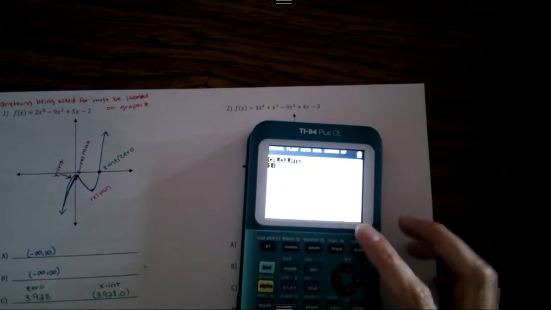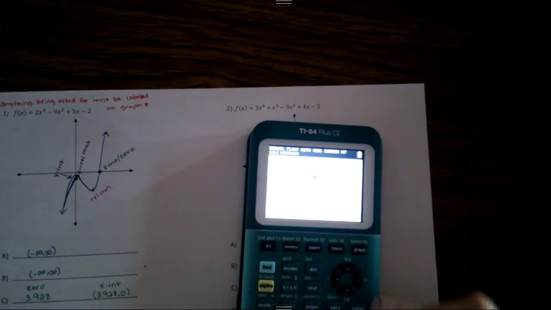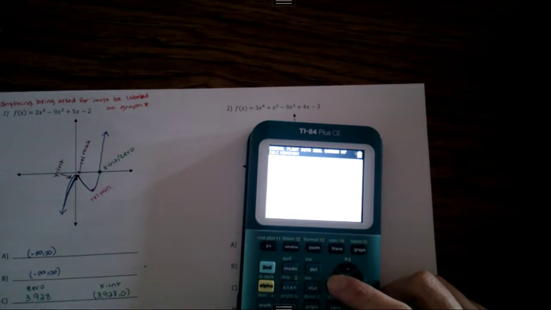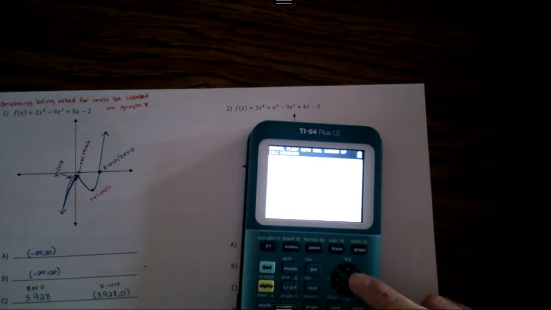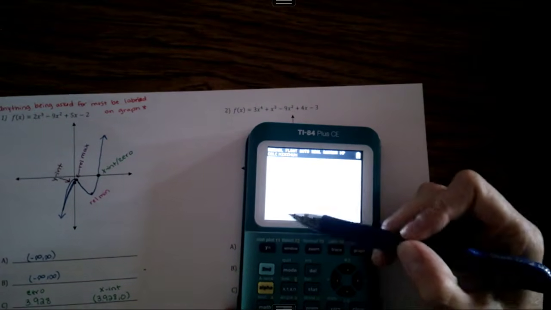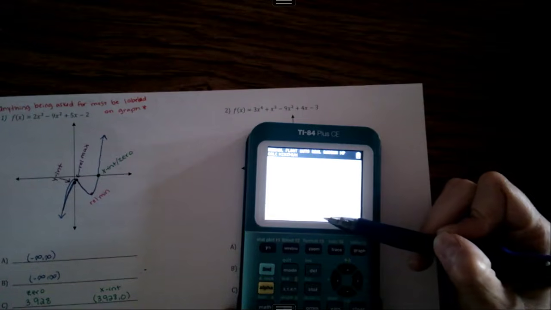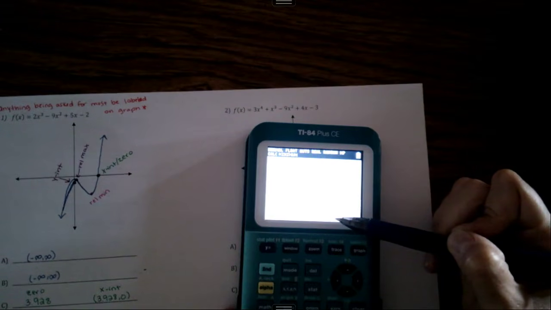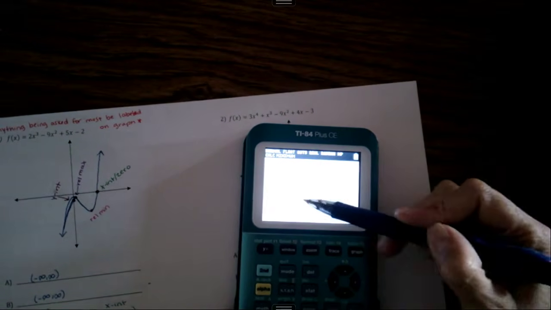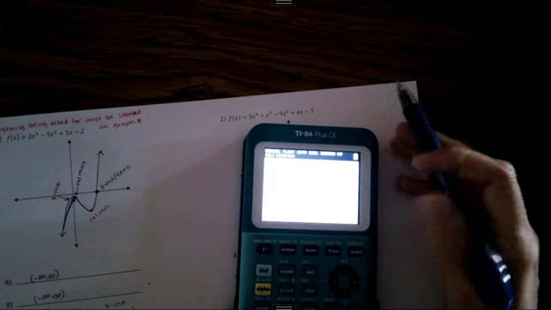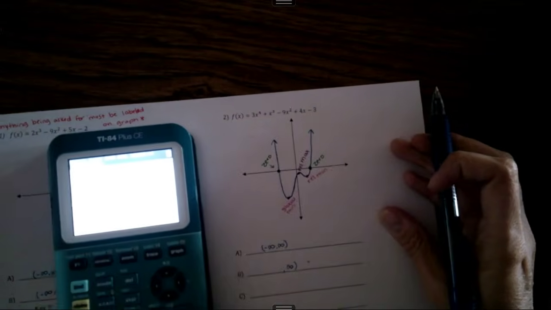Second trace. It's a minimum, so number 3. So we're going to go just to the left of that minimum, hit enter. Go over just to the right of the minimum, hit enter again. It's at negative 1.446, comma, negative 17.510. So the lowest y value is negative 17.510.